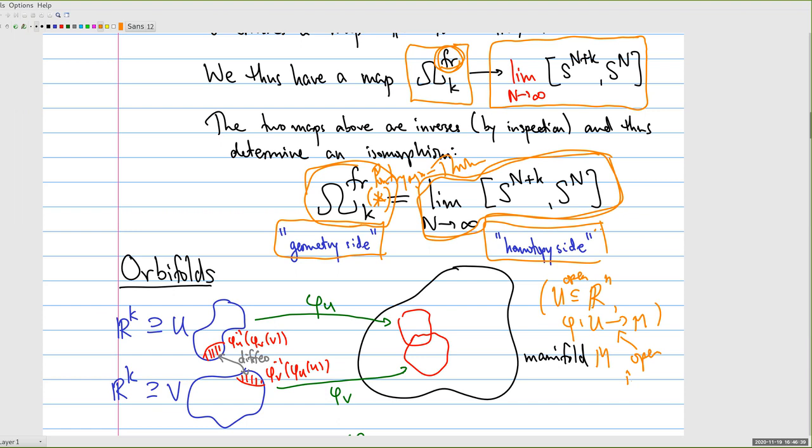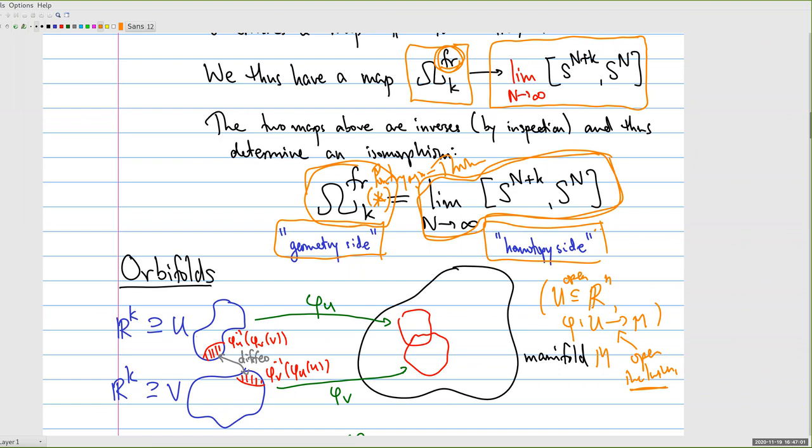Meaning, it's a homeomorphism onto its image, and its image is open. So that's what I've drawn here, a manifold and some charts. Moreover, it has the property that the transition maps are smooth.